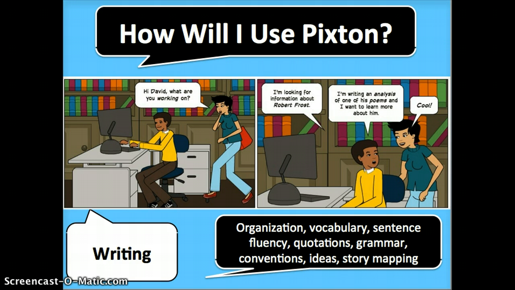In this example, David is working on finding out more information on Robert Frost. Because he wants to analyze one of his poems and learn more about him, showing how to look up information and incorporate research into his writing.